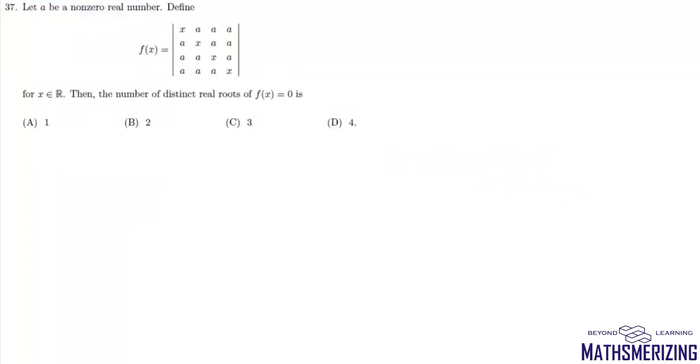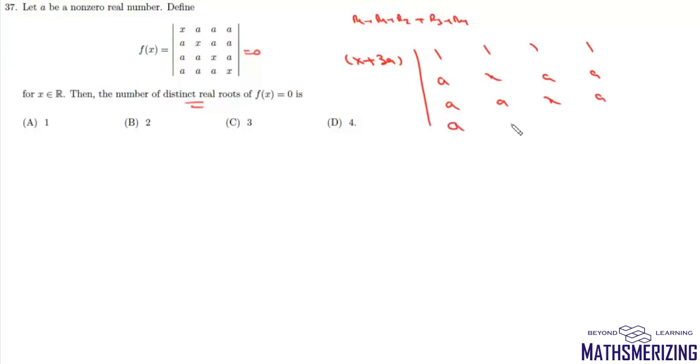Now question number 37 is, if f(x) equals 0, then we'll need to find the number of distinct real roots. Now what we'll do is, we'll first write R1 as R1 plus R2 plus R3 plus R4. So everywhere it will be x plus 3a. So we can take this x plus 3a common. We'll get x plus 3a and then it'll be the matrix with rows 1, 1, 1, 1, a, x, a, x, a, and then a, and x, and this is equal to 0.